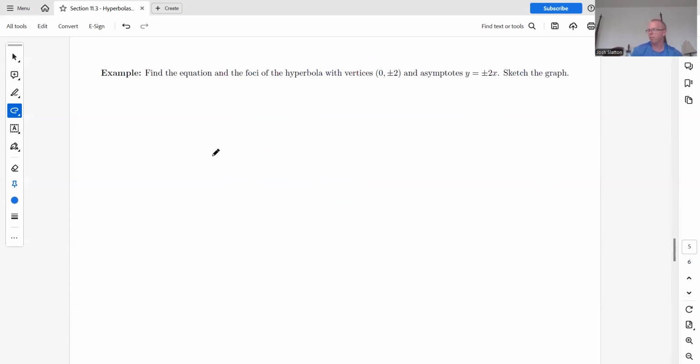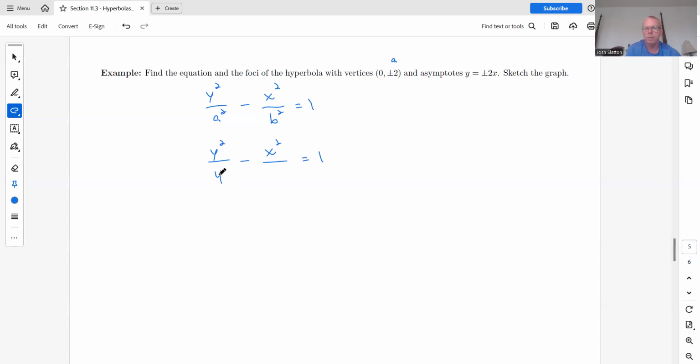All right, so then the next one, we have vertices are 0 and plus or minus 2, and then asymptotes are plus or minus 2x. So again, that is our a. We know that we're going to be opening vertically, so our equation is going to look like this, with the y squared coming first. And so we know that this will be y squared over 4 minus x squared, and then we got to figure out what the b is.